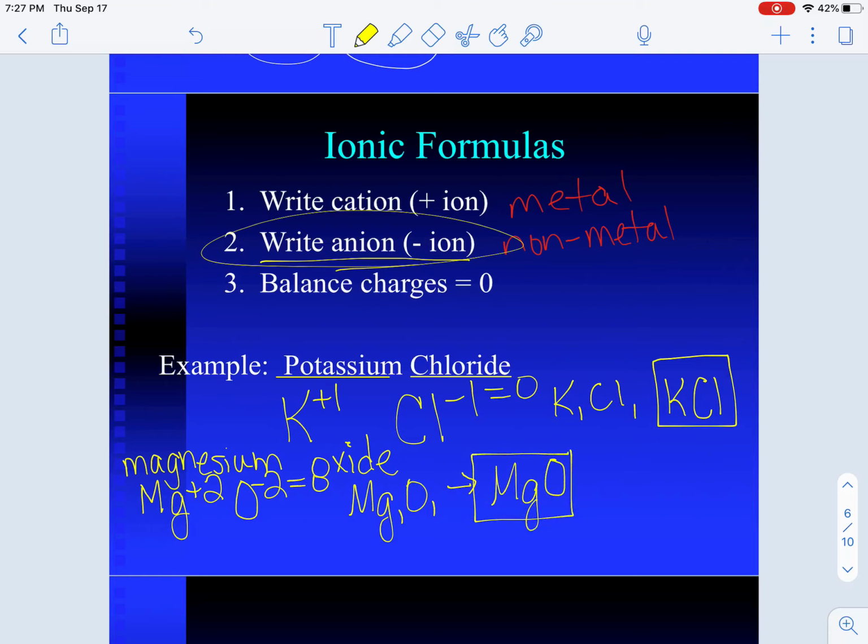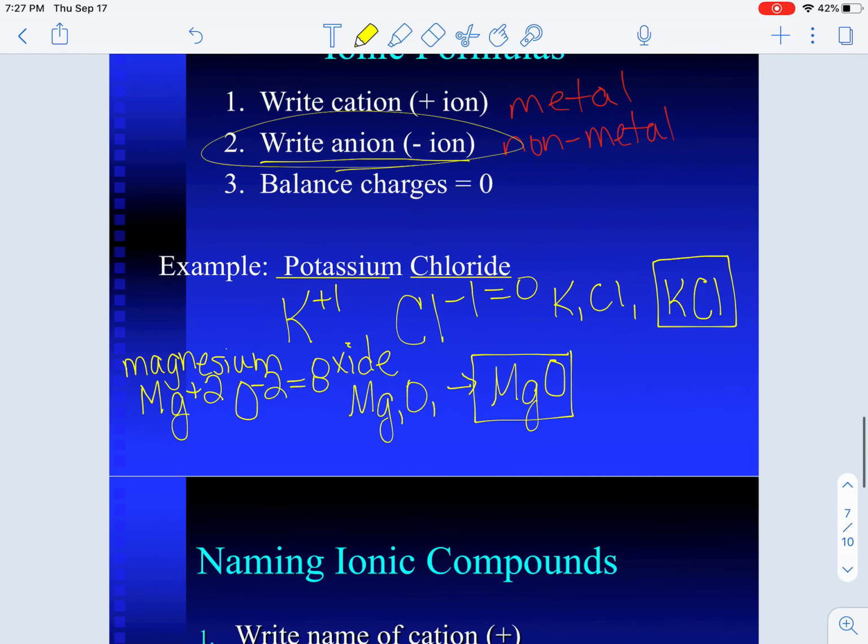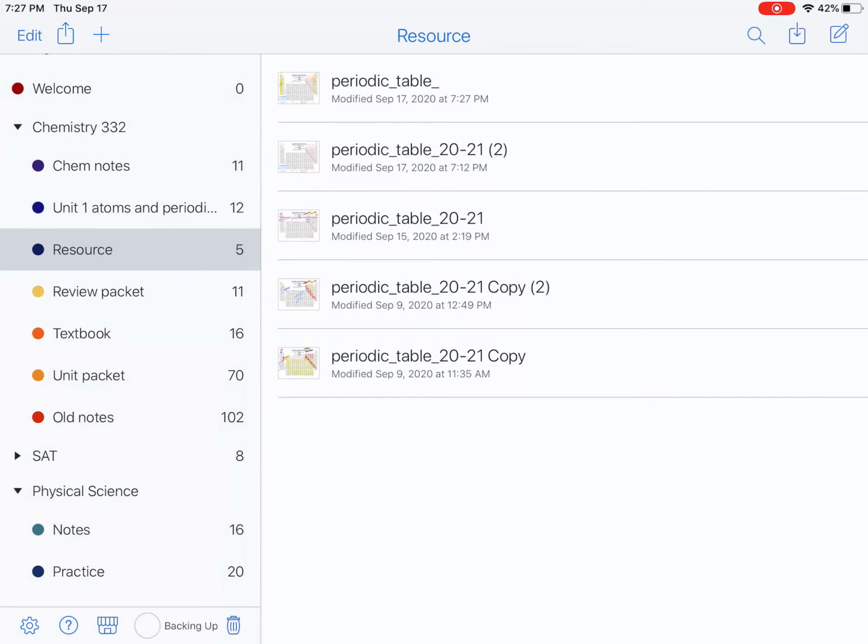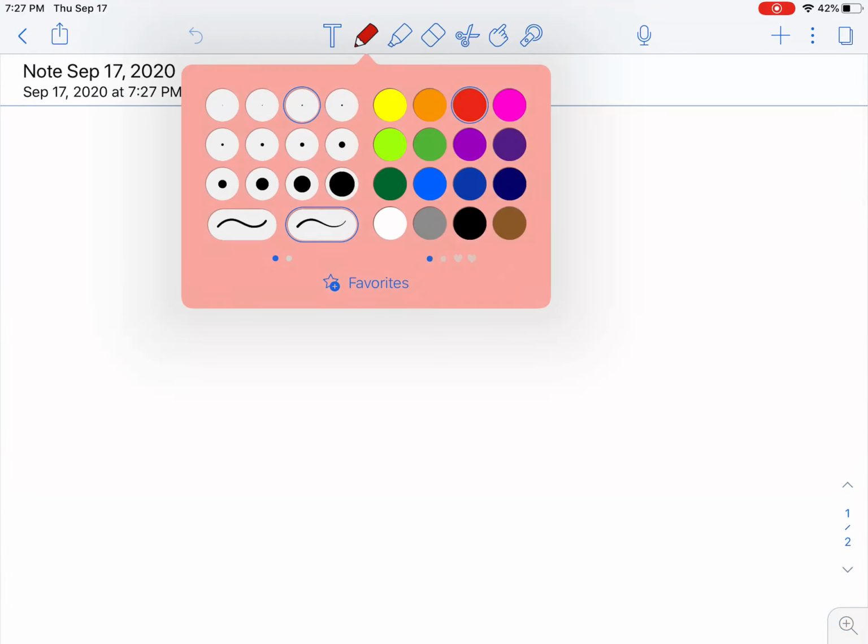Notice each individual element is capitalized. So capital M to show for magnesium, the g is lowercase because it has a second letter, and capital O to show that we're talking about oxygen. Now we have an easier way, something called the crisscross method. Okay, I'm going to open up a new document here to show you the shortcut of the crisscross method.